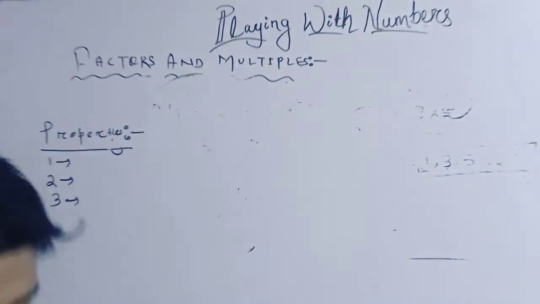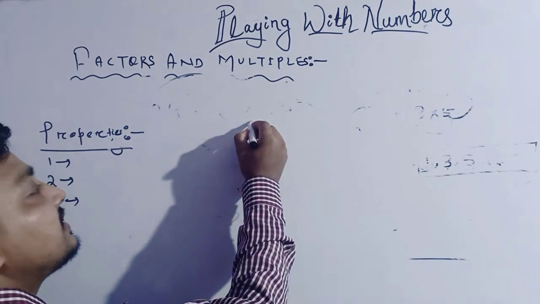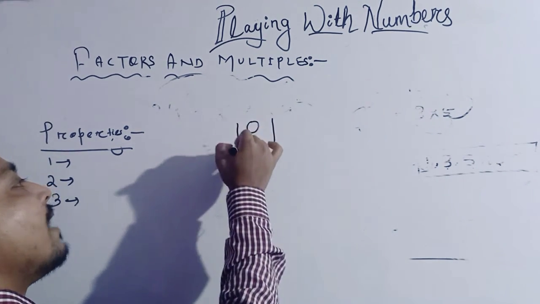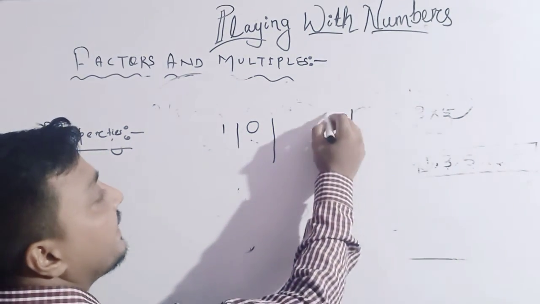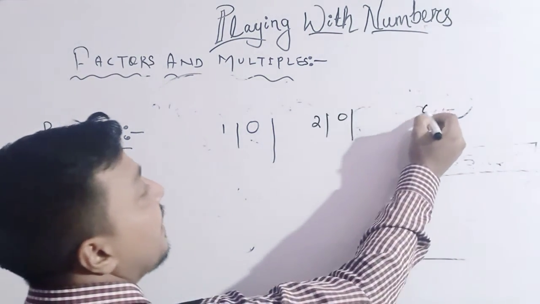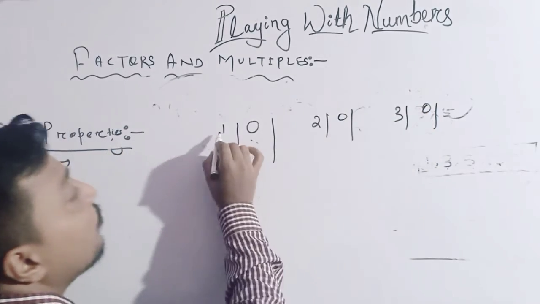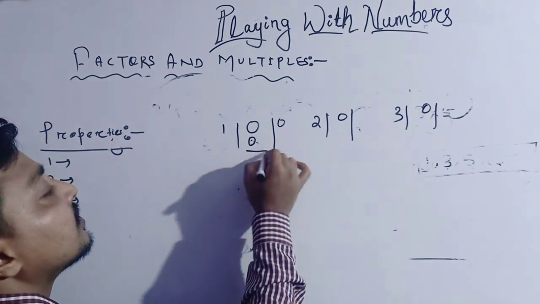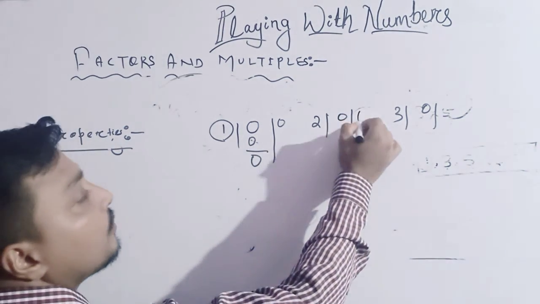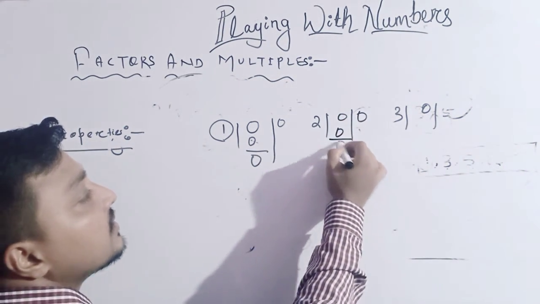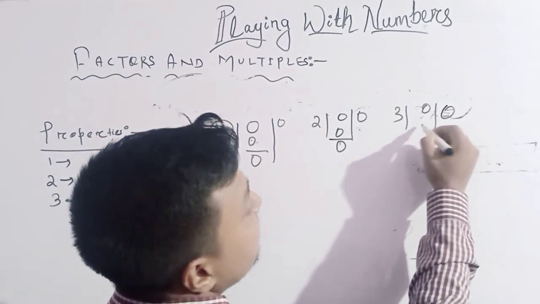See, everyone, suppose I am dividing 0 by 1. Also I am dividing 0 by 2. Here I am dividing 0 by 3. See, 1 into 0 equals 0, so 1 is a factor of 0. Here 2 into 0 equals 0. Here 3 into 0 is equal to 0.